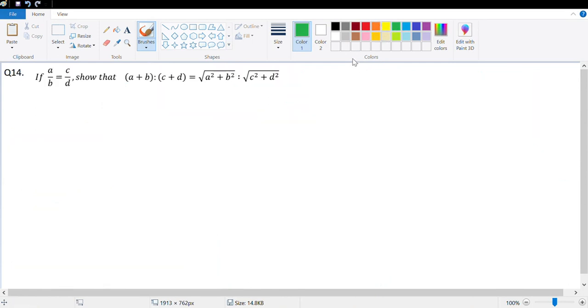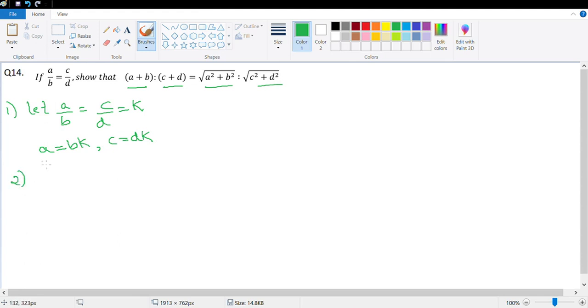It says if A upon B is equal to C upon D, show that this ratio is equal to this ratio. Basically, they are in proportion. Okay, so let A upon B is equal to C upon D is equal to K. So we are taking it equal to K. What this means is A is equal to BK and C is equal to DK.